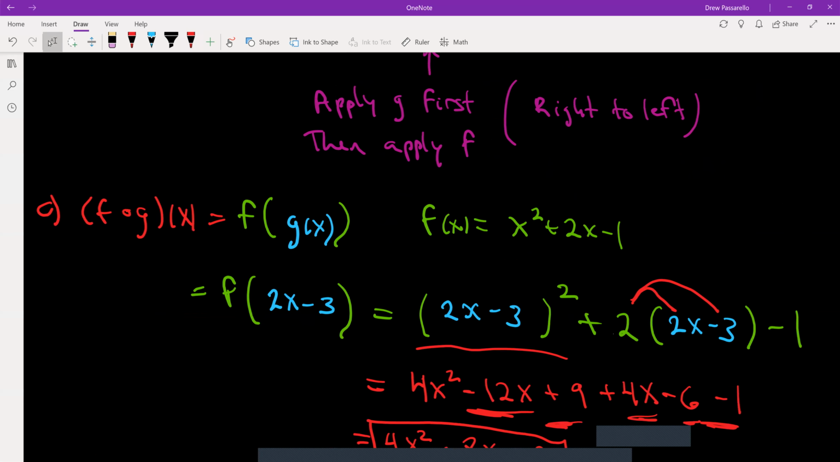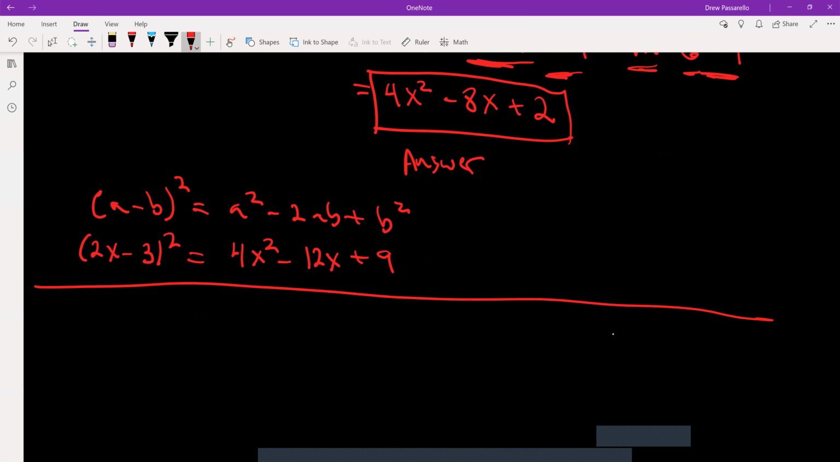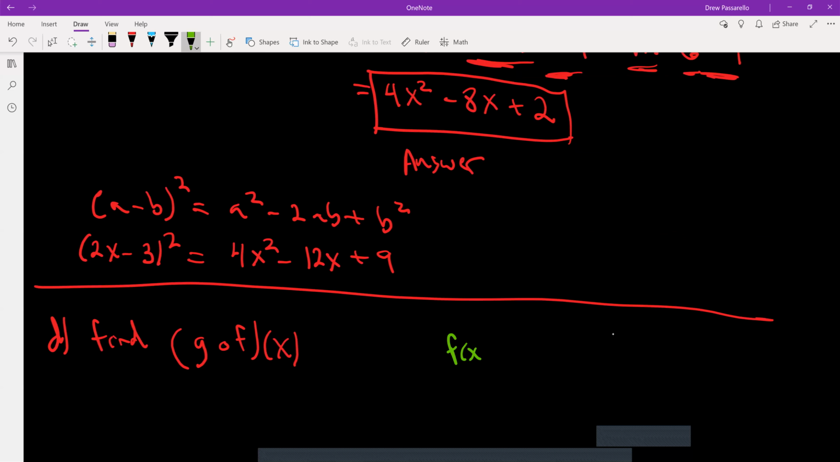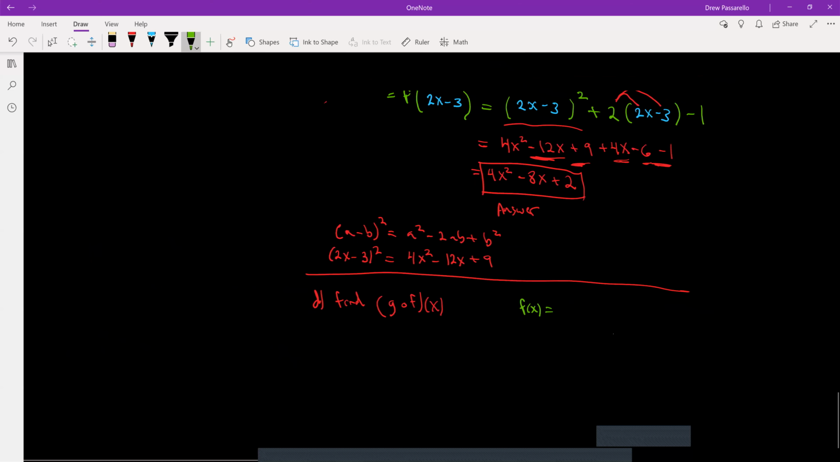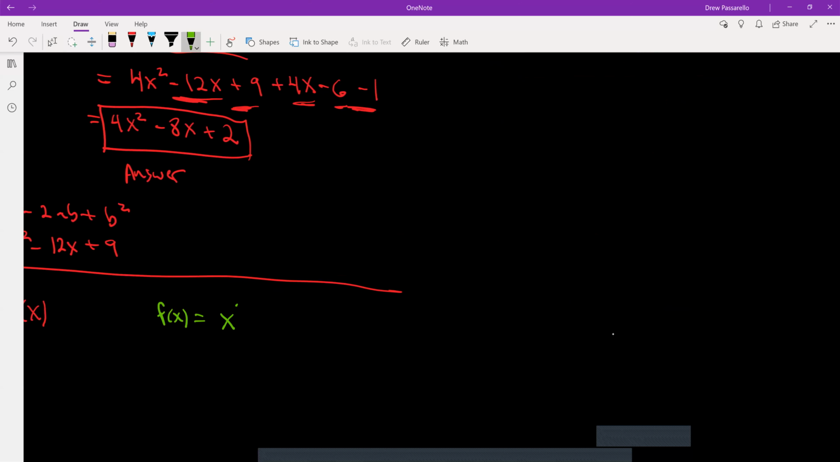Now part D is doing a composite function, but it's in the reverse order. So it's g composed with f. All right, and I'll write the functions over again. So f of x was x squared plus 2x minus 1. G of x was 2x minus 3, I believe, yeah.